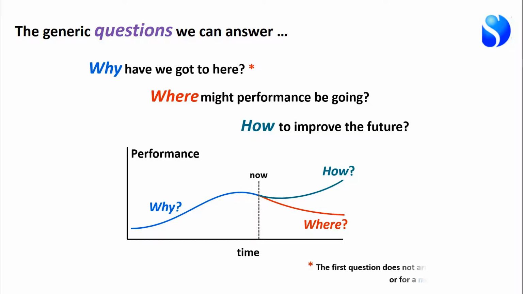The only exceptions are where we're looking at new ventures or new initiatives or new issues where we don't actually have any history. So we're kind of starting at the now point on this chart. But we still want to answer the second two questions. Where might performance go with the plans we currently have, and how might we get better results in the future?